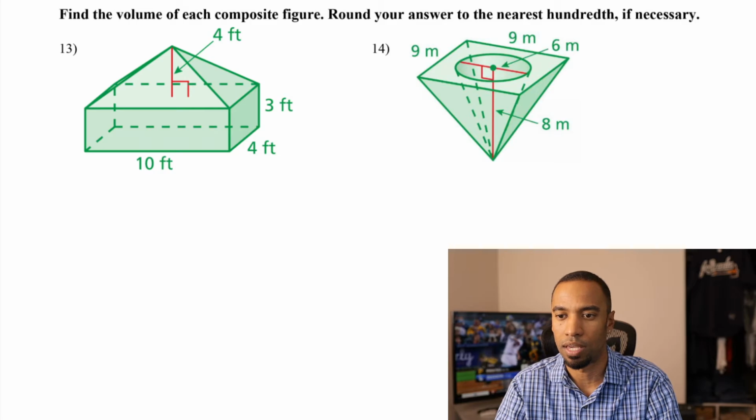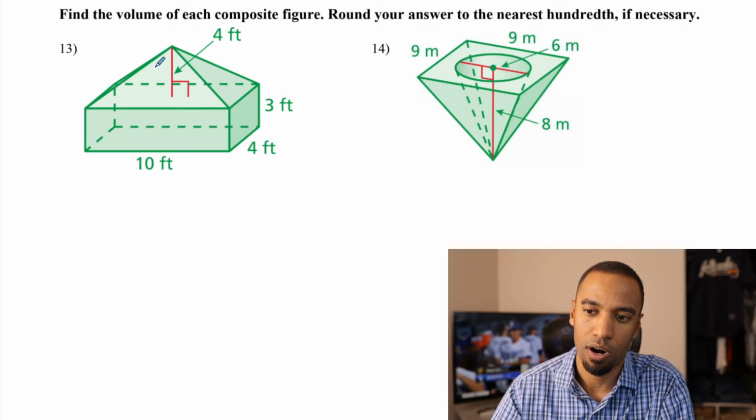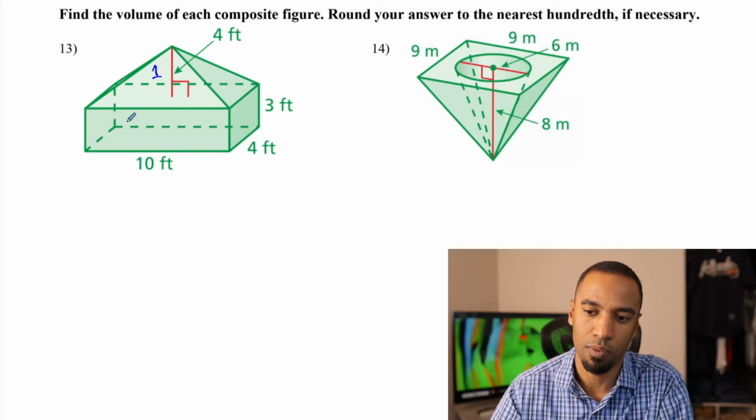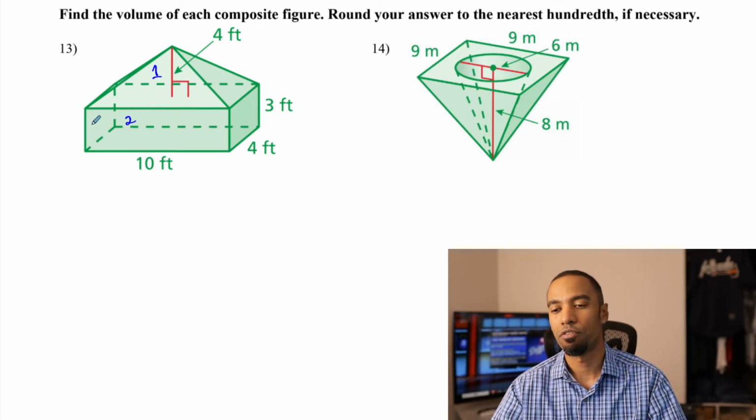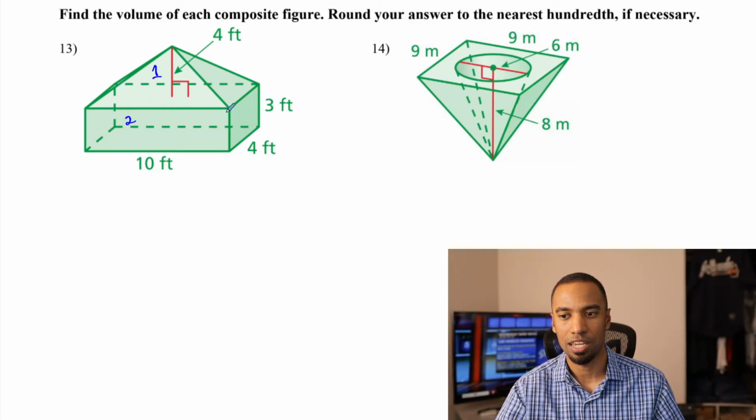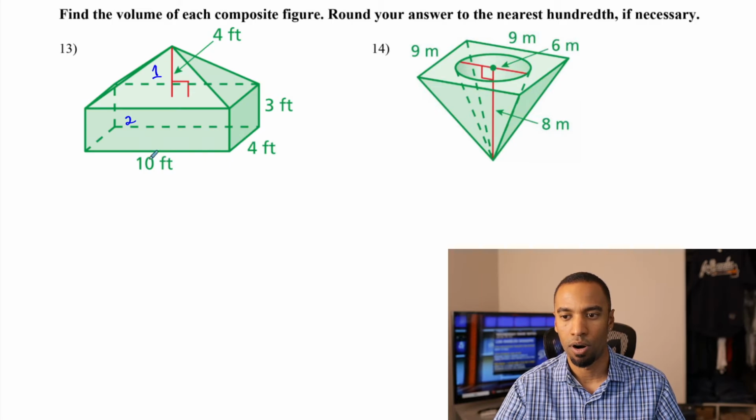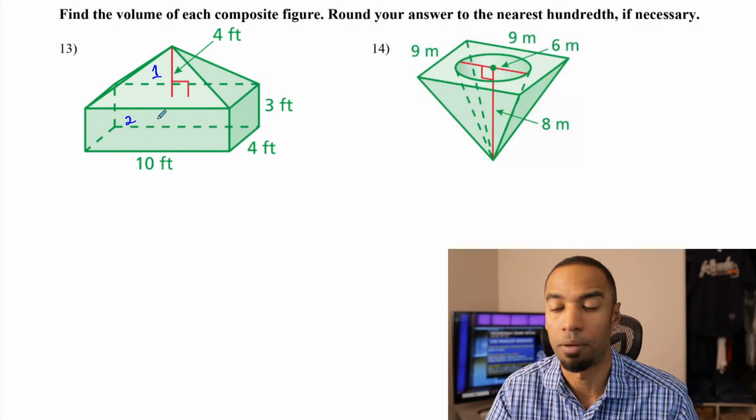Let's take a look at what we got here. You've seen me label these before. I'll call the pyramid figure 1 and the rectangular prism figure 2. Now, if you notice here, they share the same rectangular base of a 10 by 4 rectangle right there. So this is also going to be 10 by 4, just so you're aware.